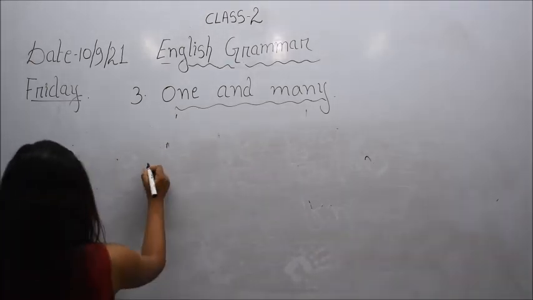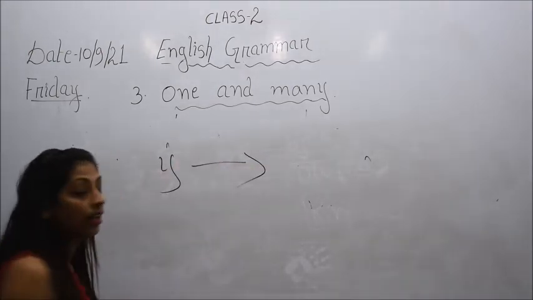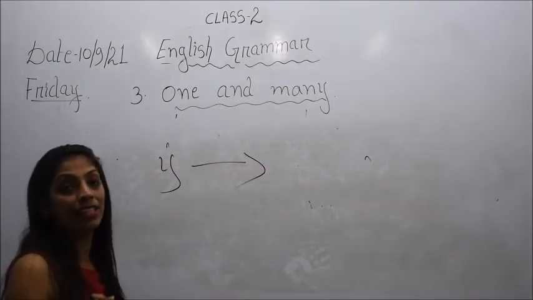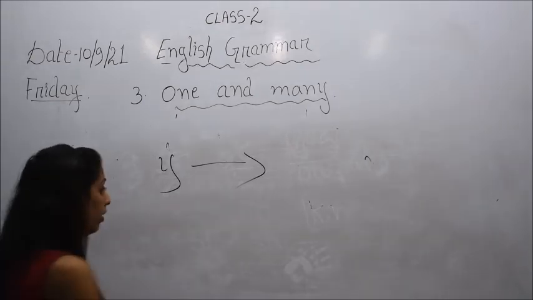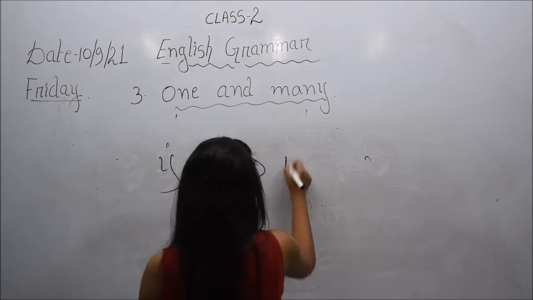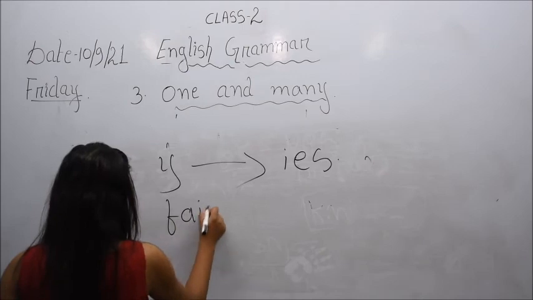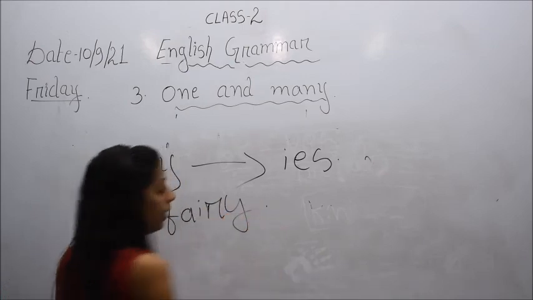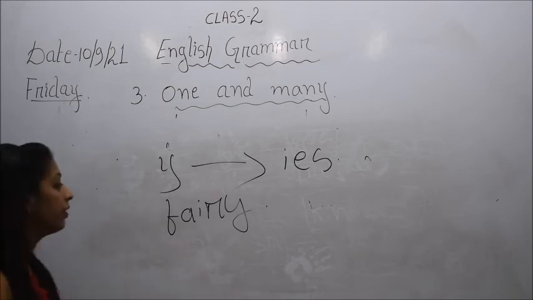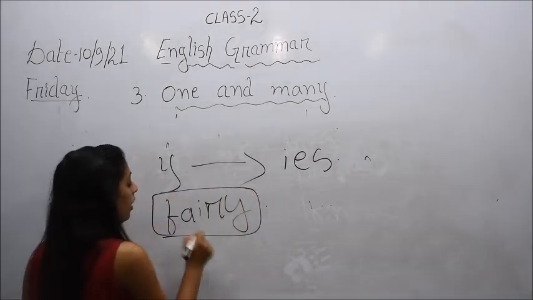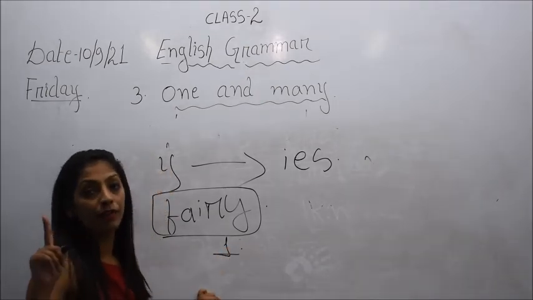So children, now again words ending with y. Any word which is ending with y, how will you make the plural of it? By adding ies. For example, fairy. So all of us know what a fairy is. So here we are, children, talking about only one fairy.